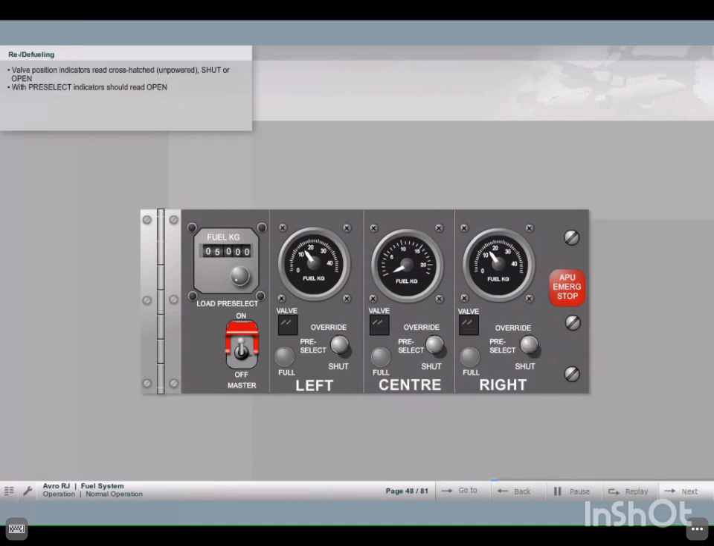The valve position indicators read cross-hatched, unpowered, shut, or open. At pre-select, the indicator should read open for the wing tanks. The center tank reads open only if its capacity is needed with wing tanks being full. Refueling can now start.